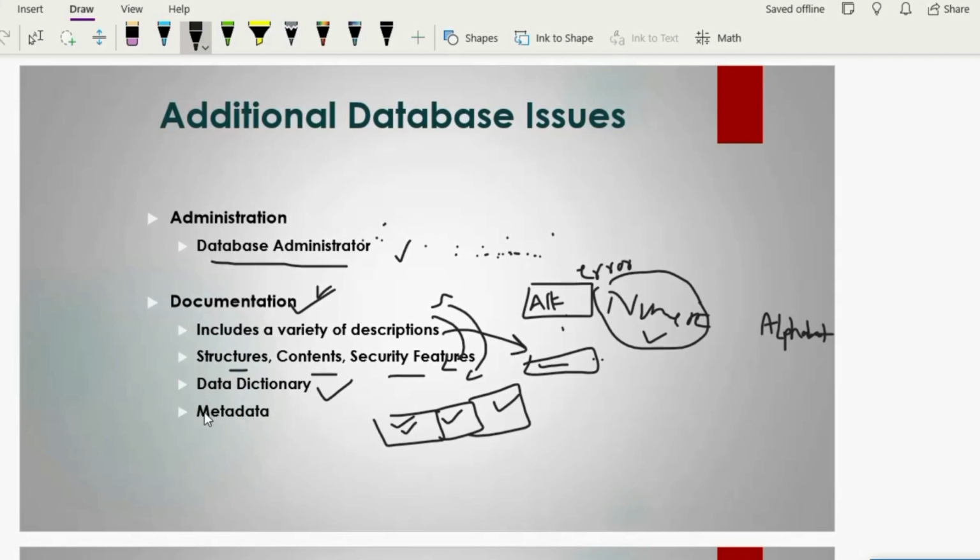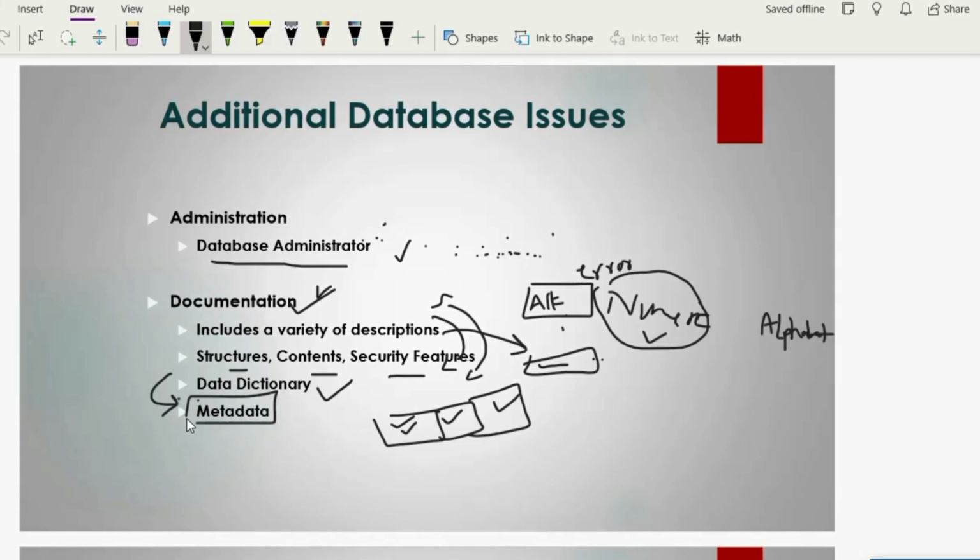Metadata is a term which is used with reference to the data dictionary. So data dictionaries contain metadata. And what does it mean? It means data about data. It tells us more description, more detail about the data.